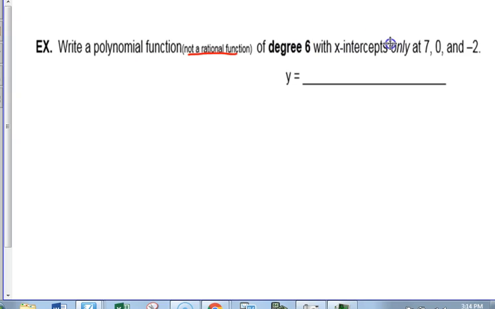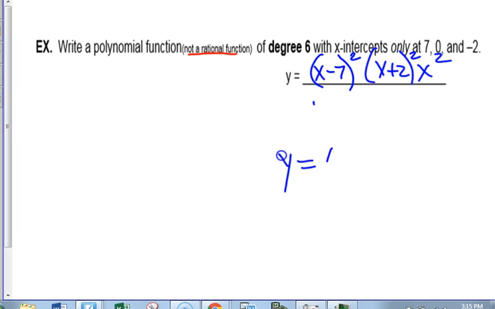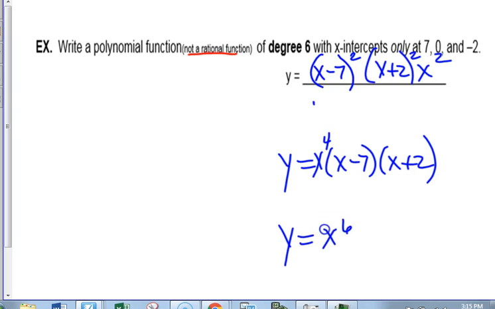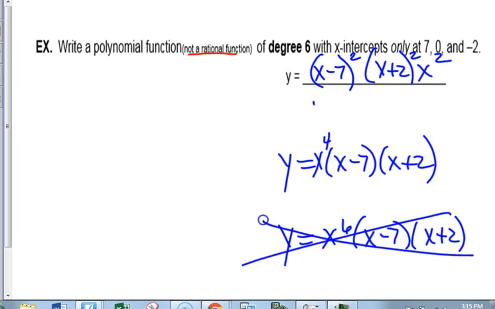A polynomial function, degree 6, x-intercepts only at 7, 0, negative 2. X minus 7, and she wants me to put a square. X plus 2, and an X. You want those both squared? That's degree 6. Is that the only right answer? No, we should put the degree 6. Could we do an X to the 4th, an X minus 7, and an X plus 2? Somebody earlier today said, can't we just do an x to the 6th? No. Yes. No. What is this? This is degree 8. All right. You get the idea?